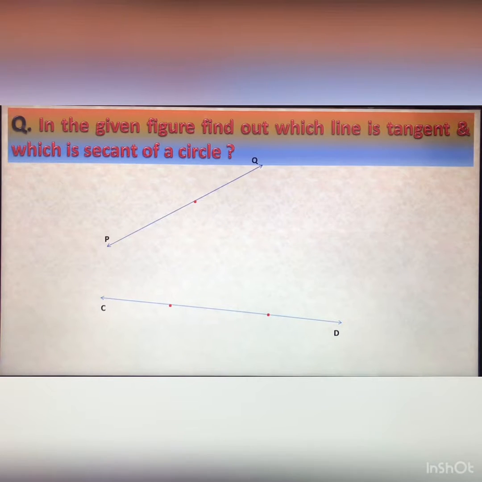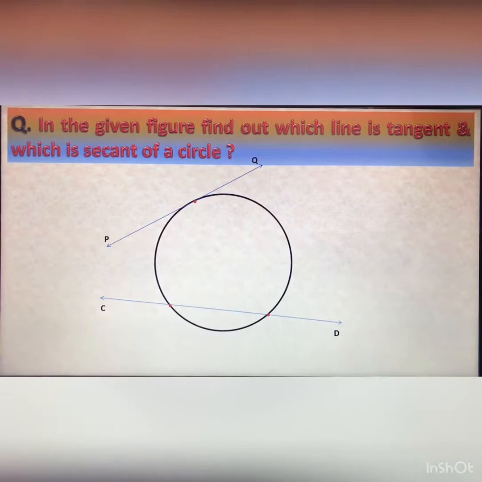So there are two lines. Can you identify which one is a tangent and which one is a secant? So this is the question for you. Yes, of course, this is the circle. Now tell me which one is the tangent and which one is the secant.